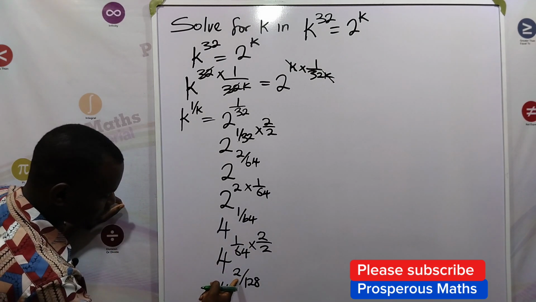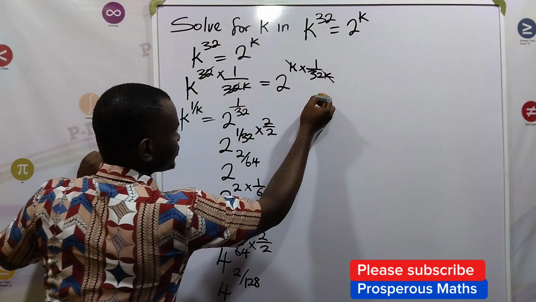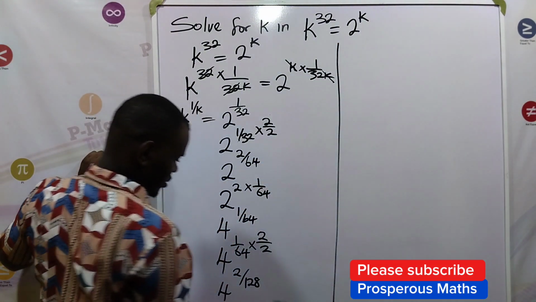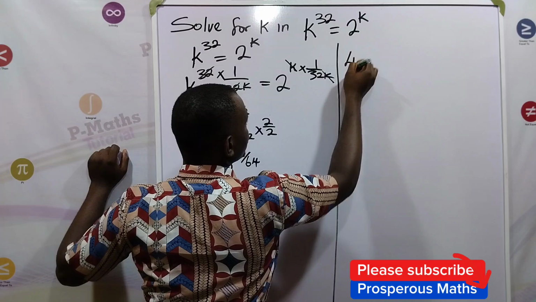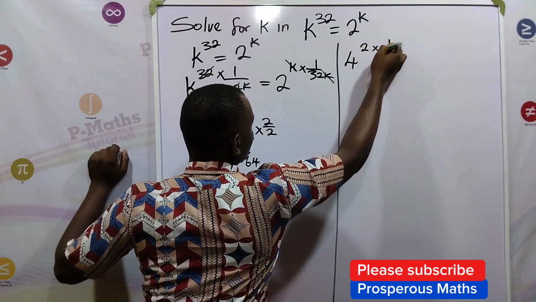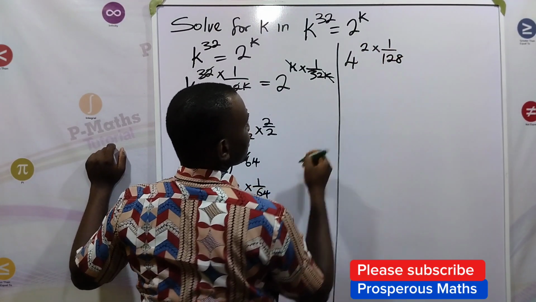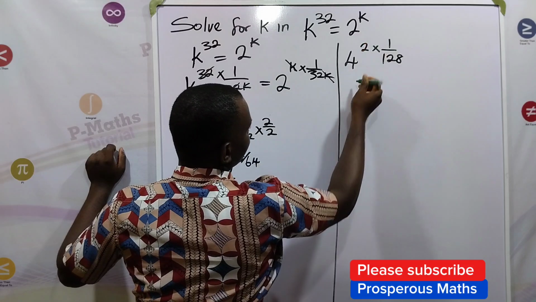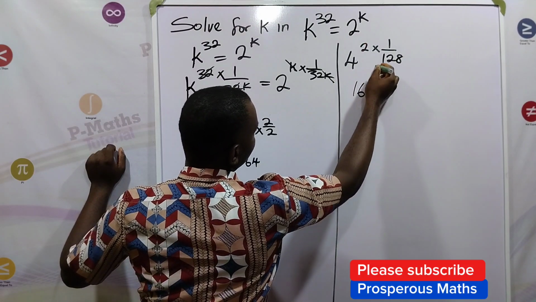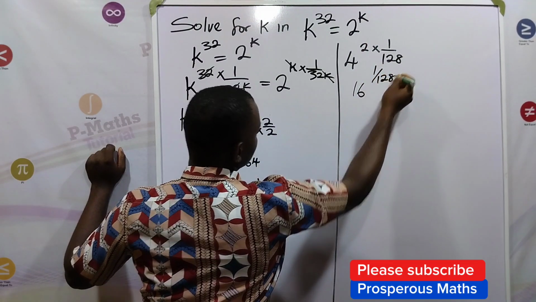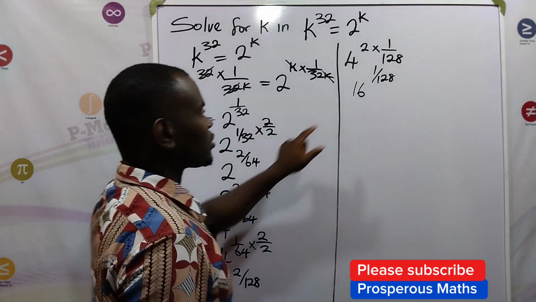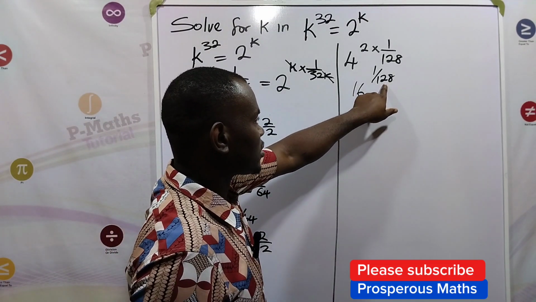Factoring out this power of 2 again, I will have 4 raised to the power of 2 times 1 over 128. 4 raised to the power of 2 will give us 16 to the power of 1 over 128. Let's repeat the process until this base becomes equal with this.